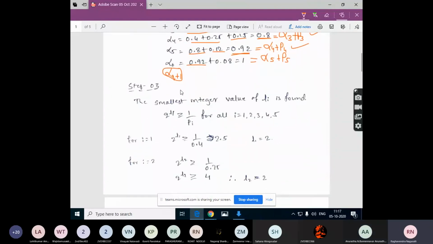Coming to step number 3: calculate the smallest integer value of Li, the length of the code word for that respective symbol, using this equation, where i varies from 1, 2, 3, 4, 5. So 2 raised to Li should be greater than or equal to 1 by Pi.